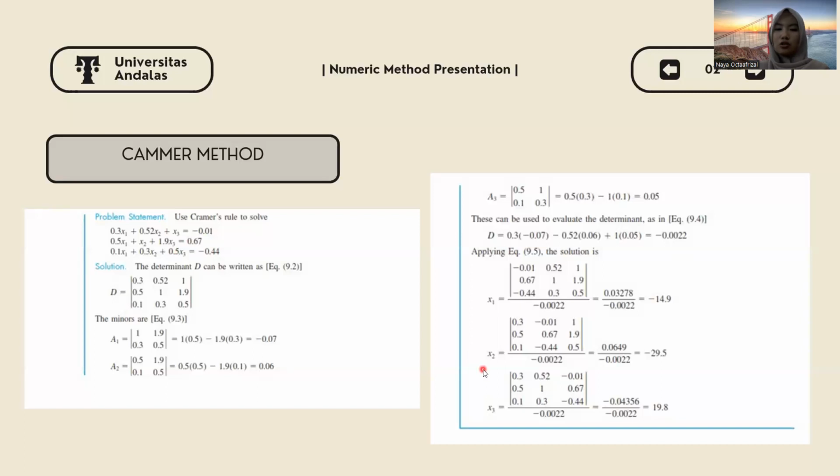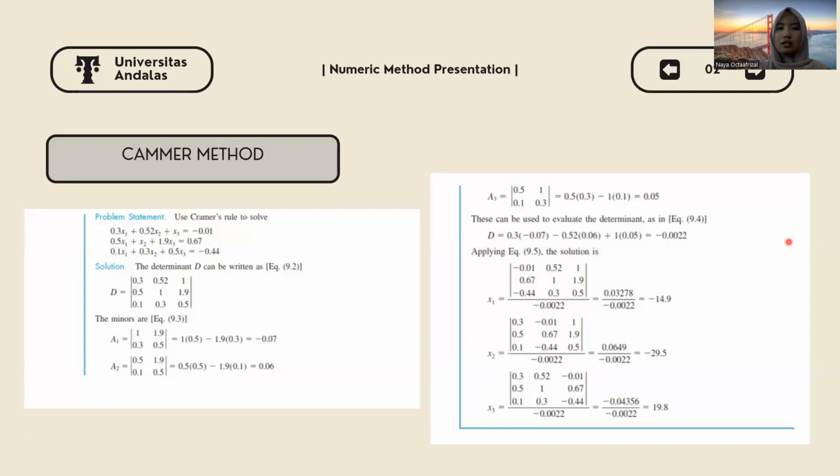And for the x2, we can replace the x2 column by this. And then for the x3, we can replace this with this. So that is the end of Cramer's method. So we can get the x1, x2, and x3.